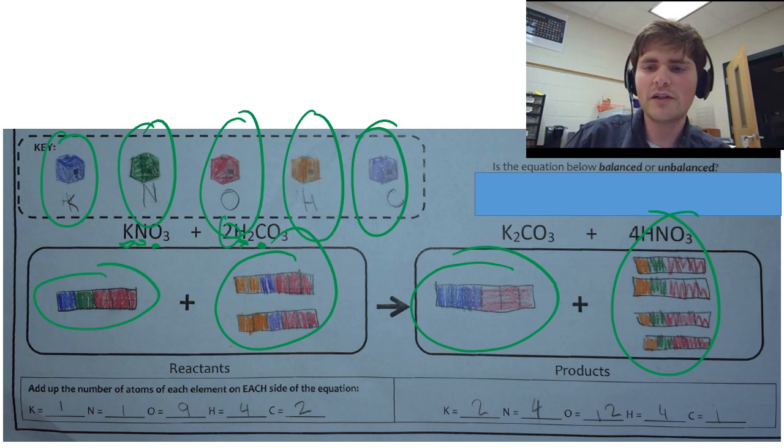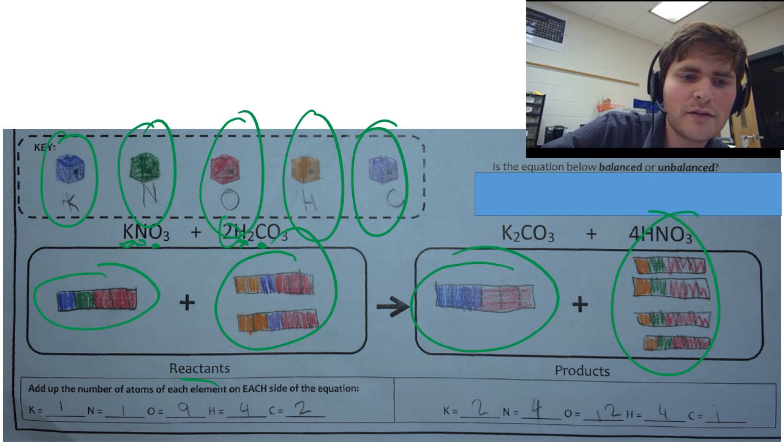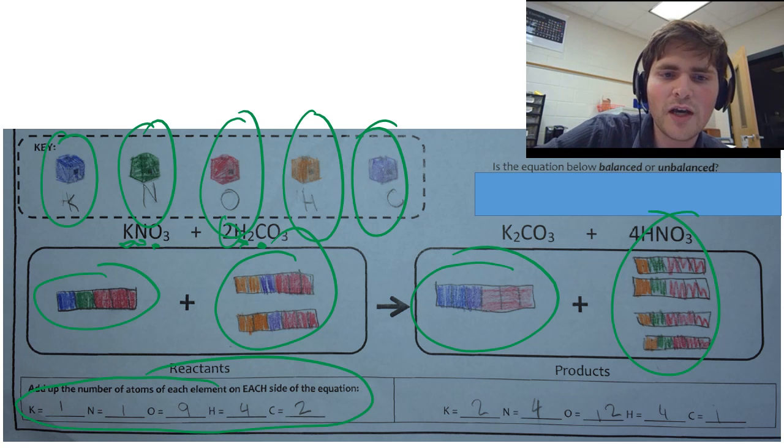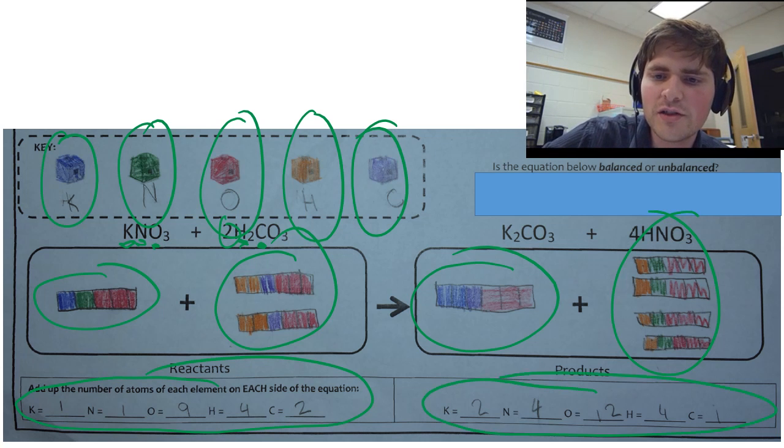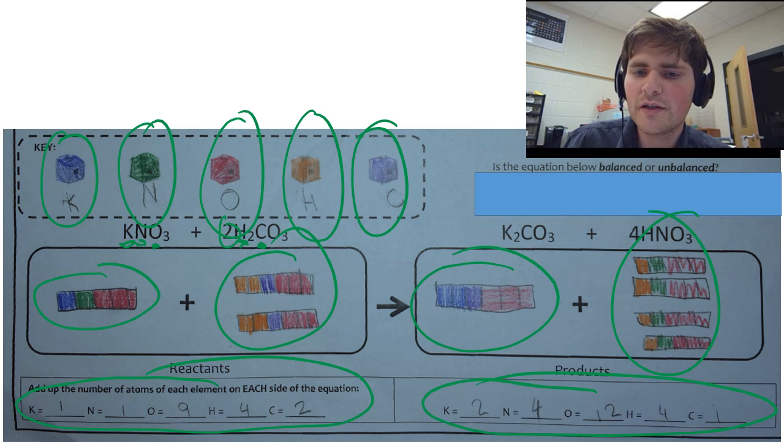And then for this part, here's the atom count that I had. So you had all these on this one if you counted up each color. And for the products, you had this. So is this balanced or not? What do you think?